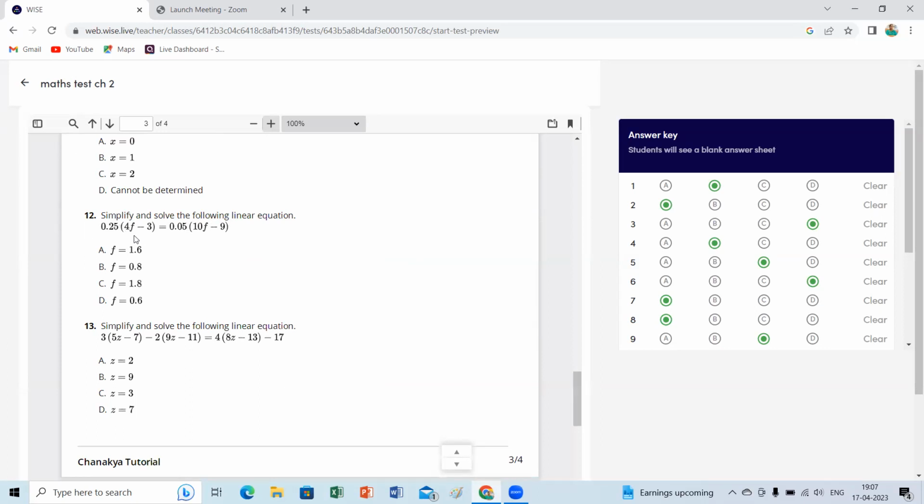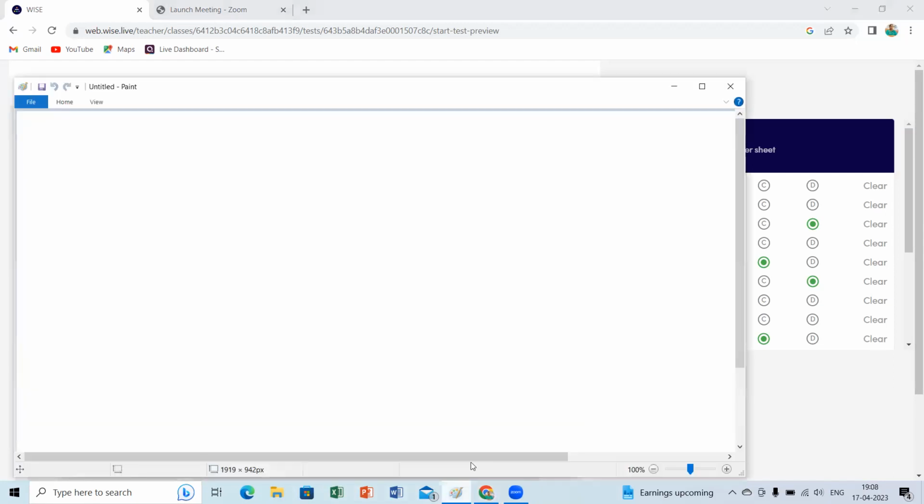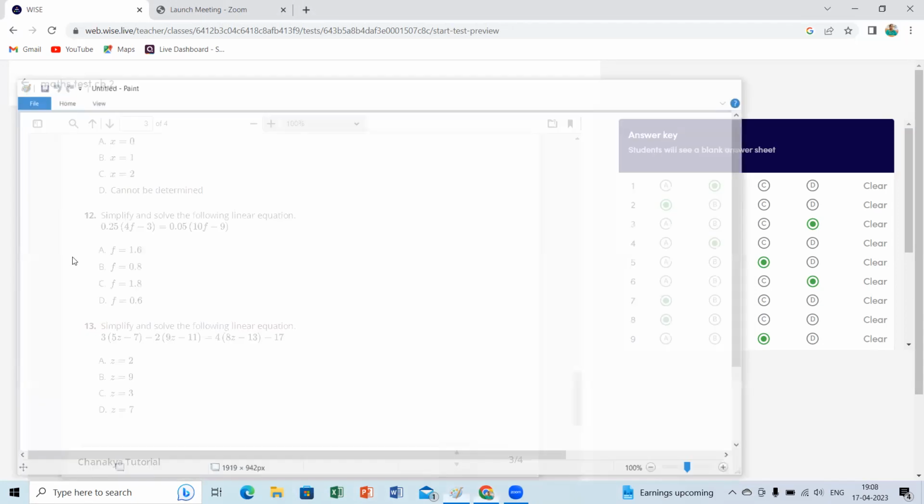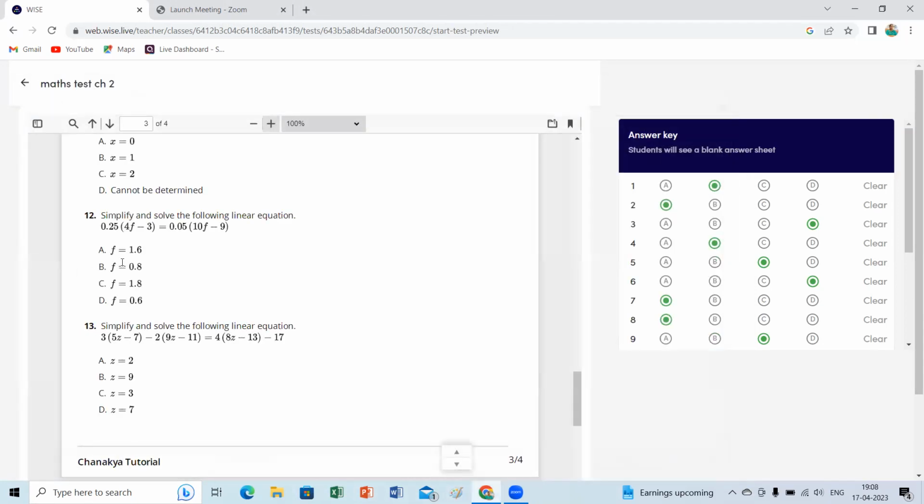0.25 means 1 by 4, 1 by 4 f minus 0.75 here 0.5 f. So half of f is equal to 0.75 minus 0.45. So here how will you get it, children? Let me check. That's why you're getting less marks. So what is the correct option here? Ma'am, D, ma'am. 0.6. 0.6, ma'am. F option is correct here.